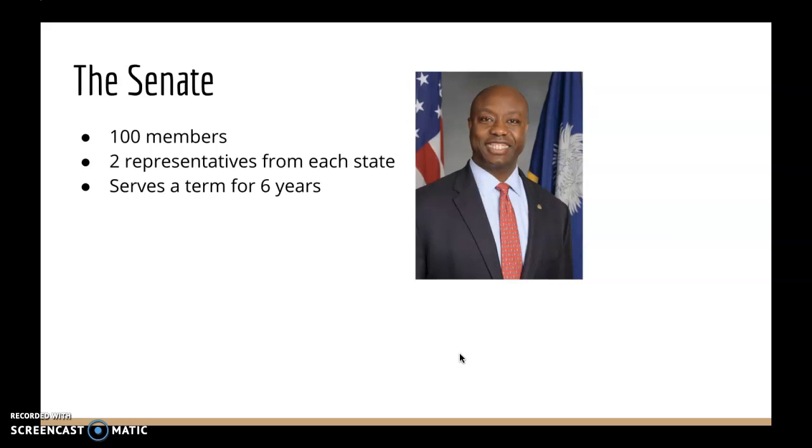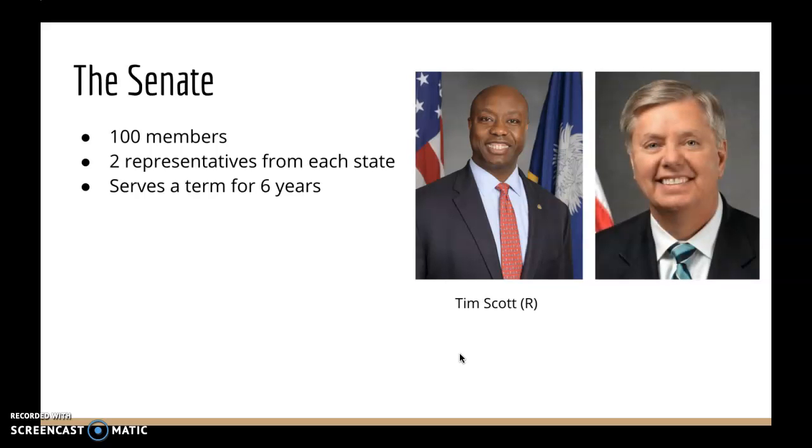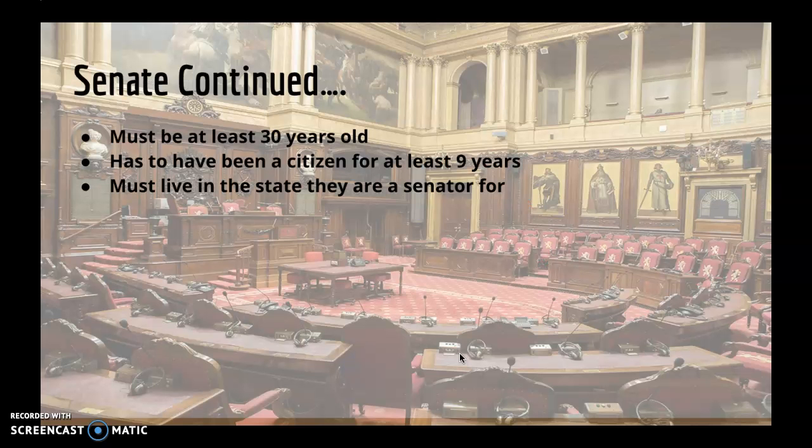This man right here is one of the senators from South Carolina. Can anybody name or think to yourself really quick who this man is? If you said Tim Scott, then you were correct. And we have one more. What about him? If you said Lindsey Graham, then you are also correct.